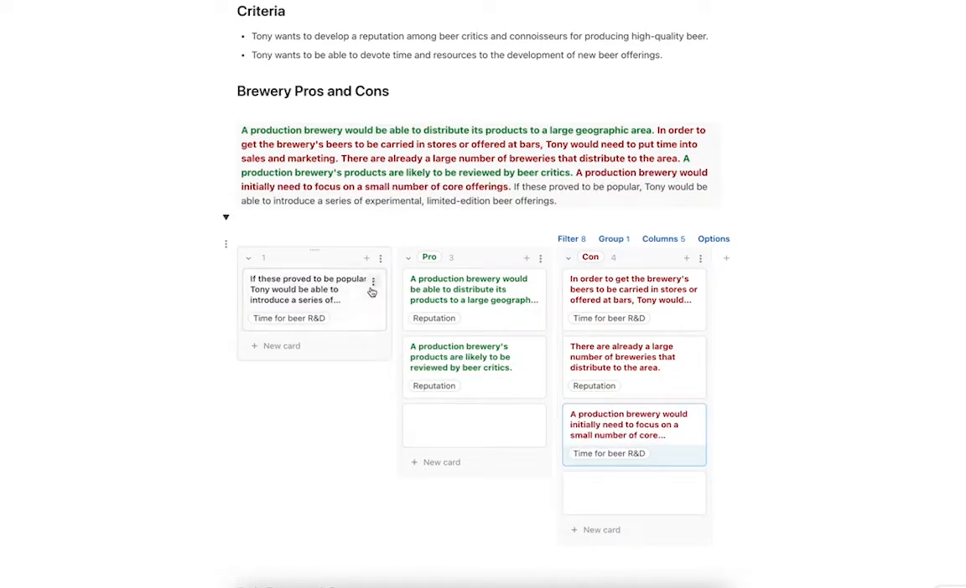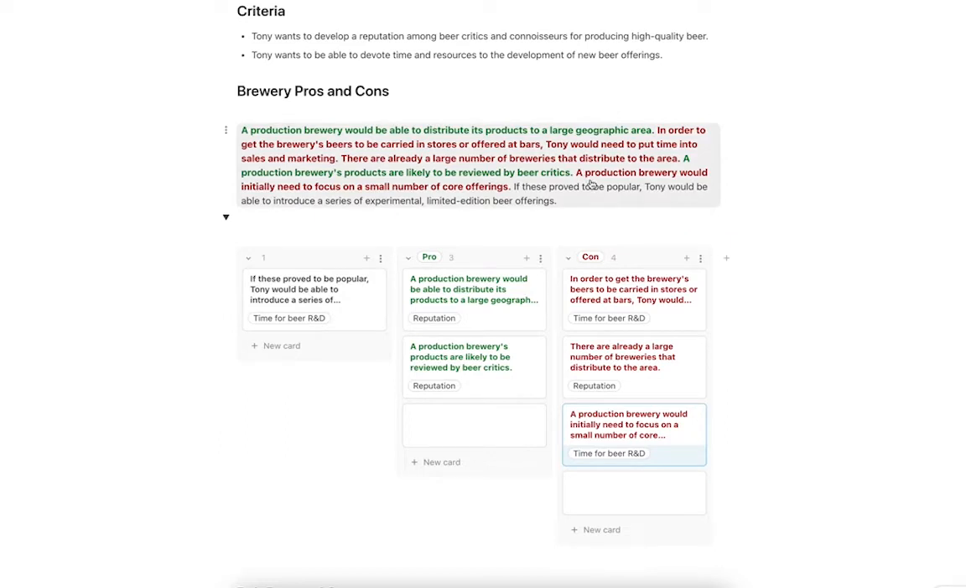And the last sentence says, if these prove to be popular, that is, these beers, these core offerings, then Tony would be able to introduce a series of experimental limited edition beer offerings. So you'll see this a lot too. This sentence doesn't quite stand alone. This sentence is related to the previous sentence and it mitigates the previous sentence.